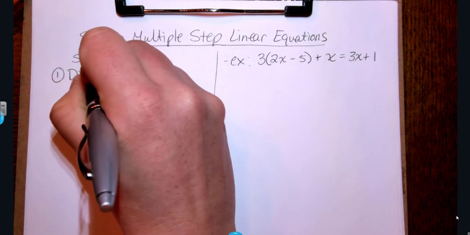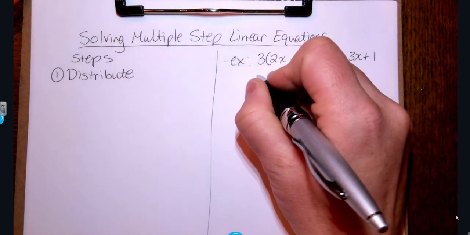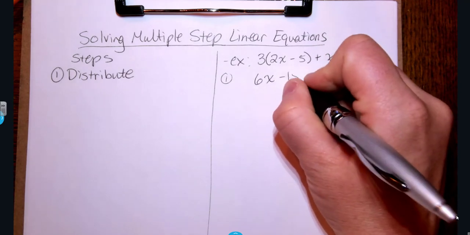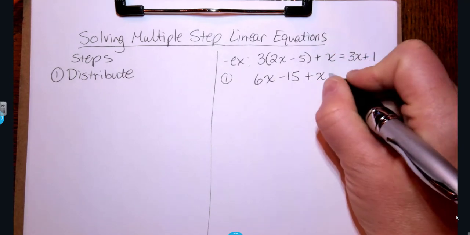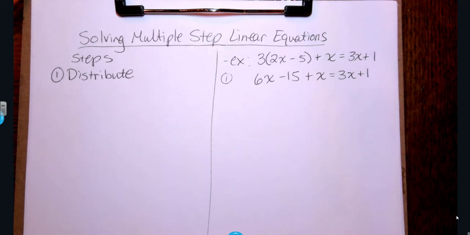So distribute. So let's distribute this 3. So here's my step 1, we'll have 6x minus 15. Everything else comes down. It's important to stay organized, bring everything down as we go.